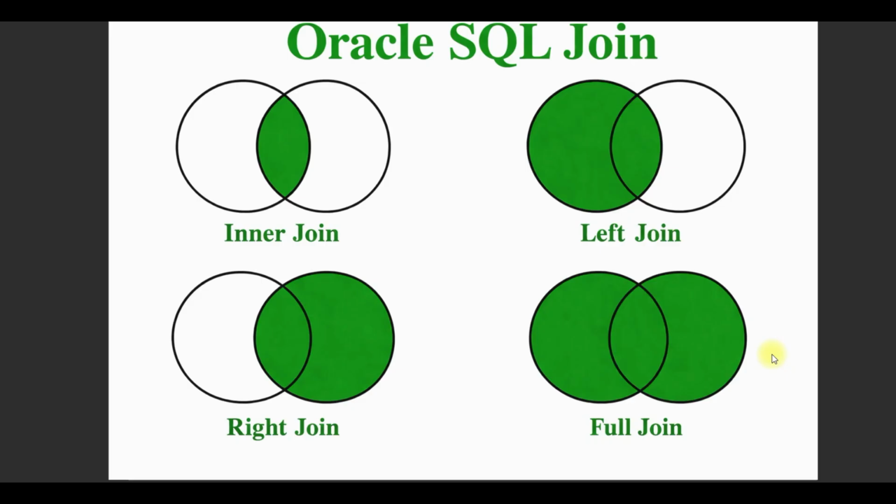What are joins? In Oracle SQL, a join is used to combine rows from two or more tables based on related columns. Most commonly, we use a foreign key to connect tables. For example, employees and departments. Imagine the employees table has a department ID and the departments table has an ID. Using a join, we can show employee details along with their department names. Let us see how we can do that.